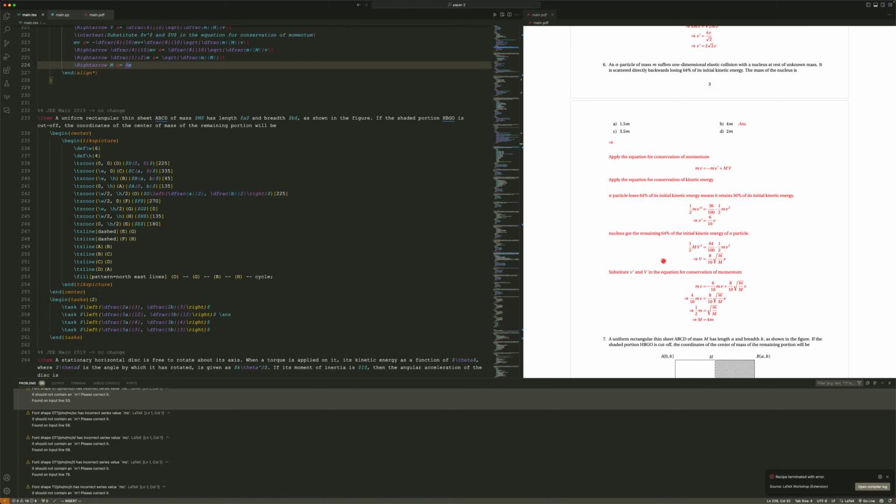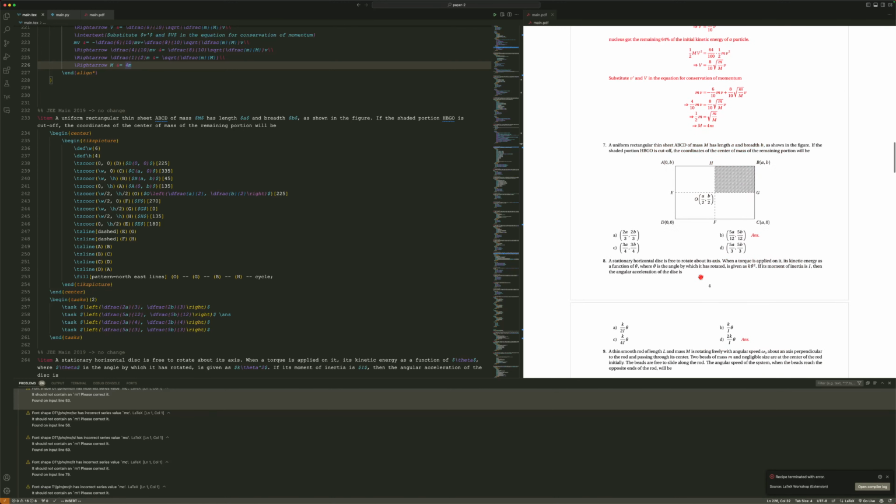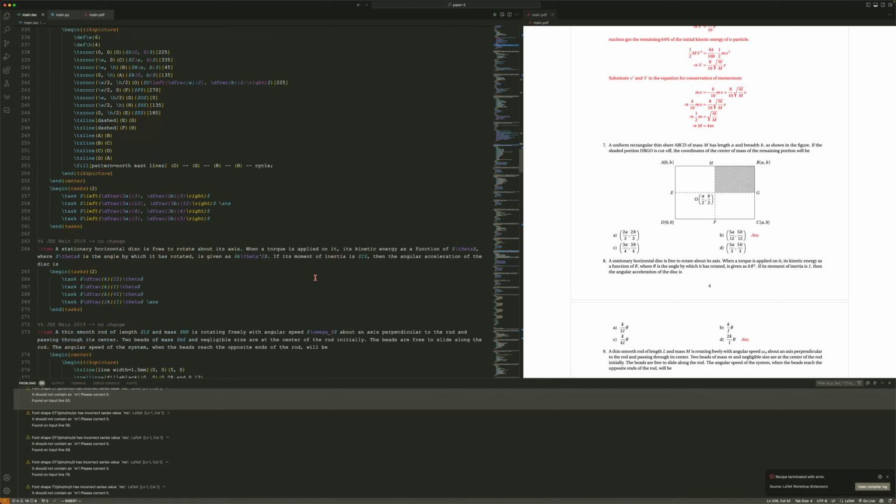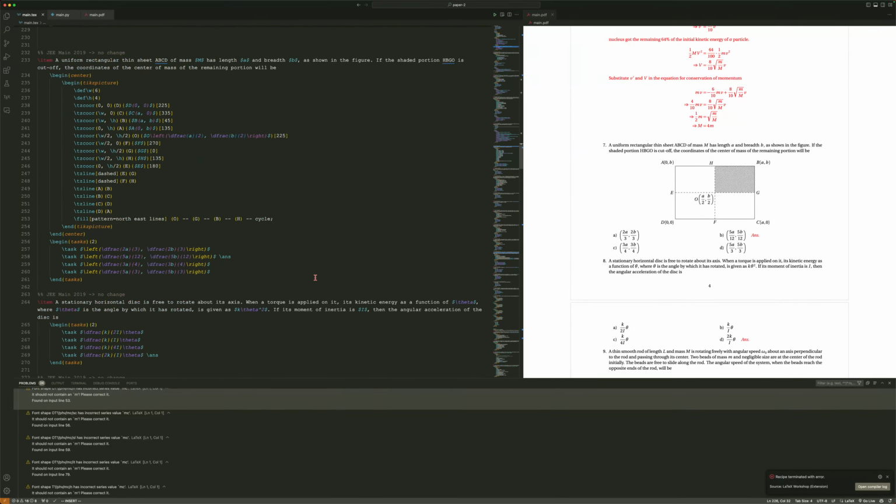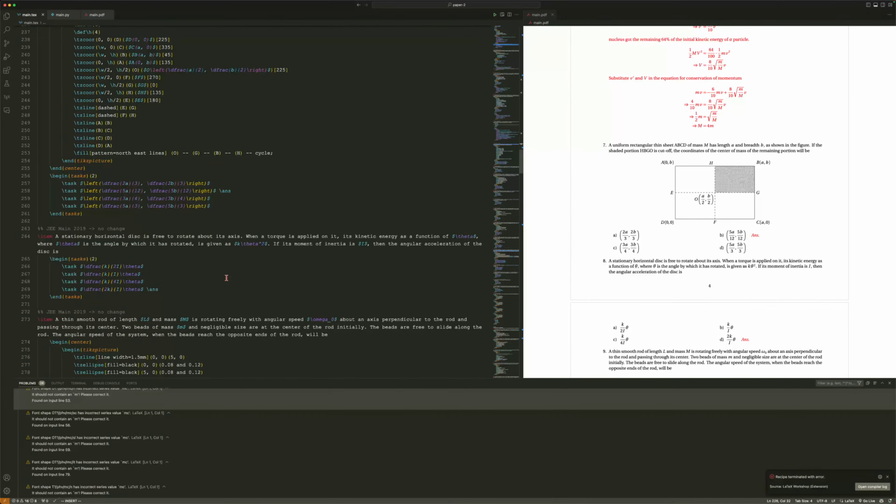Elastic collision. 64. I think no, it's wrong. I think it's right, man. It should be longer. Let's move on to the next one, which is 7. Yeah, it's 7.